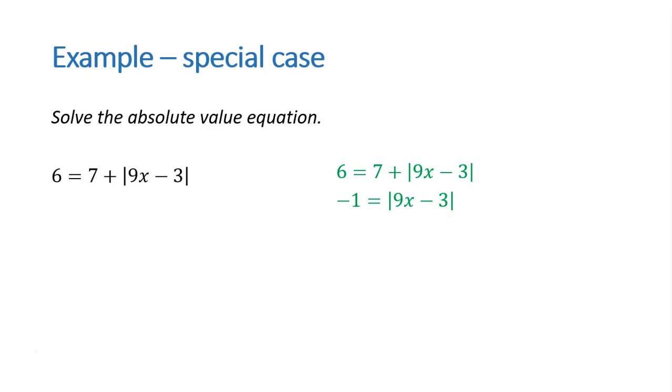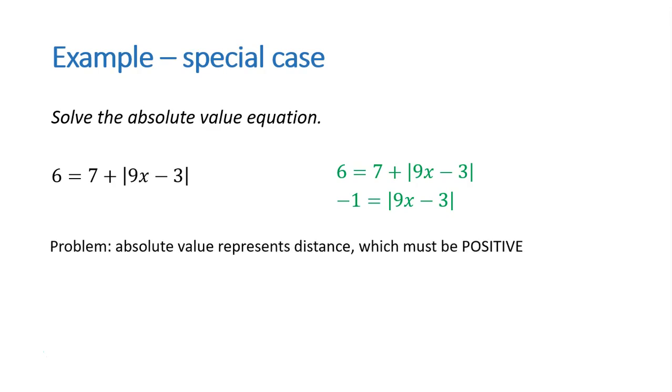Well, we have to again think about what absolute value means. It means distance from 0. So whatever the number 9x minus 3 is, the number on the other side of the equation represents its distance from 0. Well, we have a problem. Because absolute value represents distance, distance has to be positive. But we're saying that this absolute value, this distance, is equal to a negative number. That's a problem. What does that mean for x? It means there's no solution.